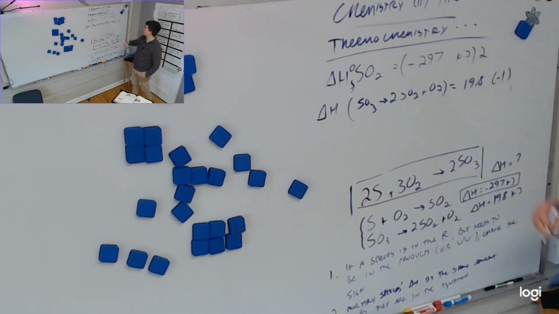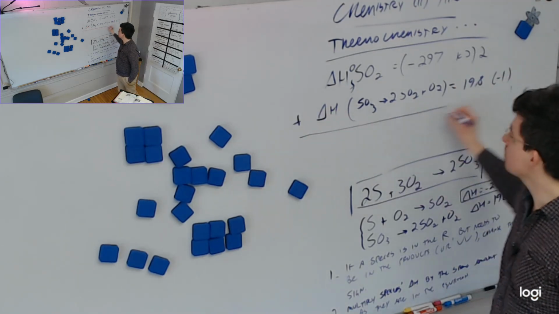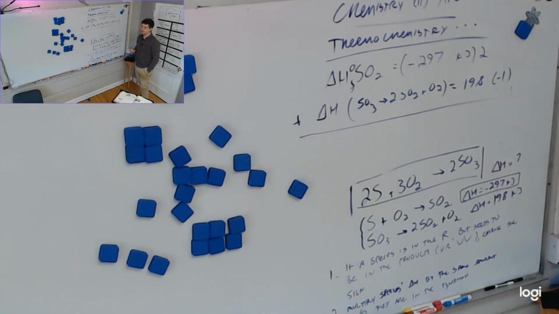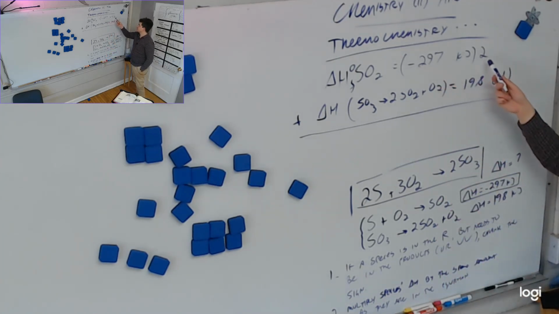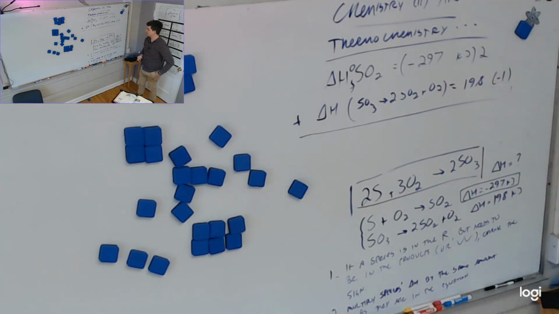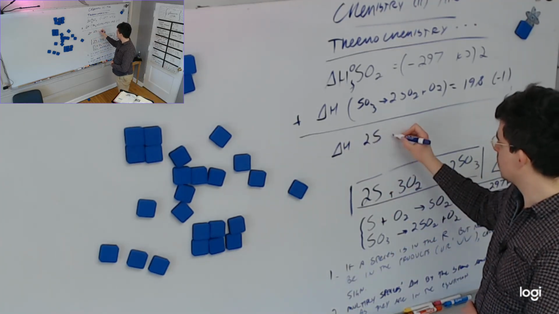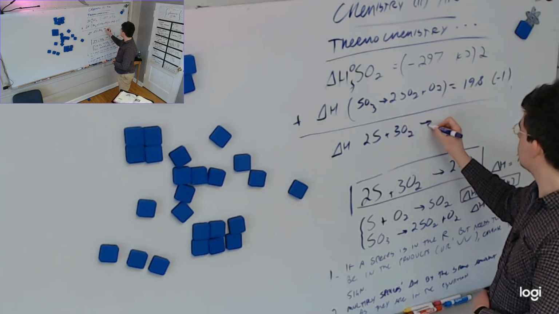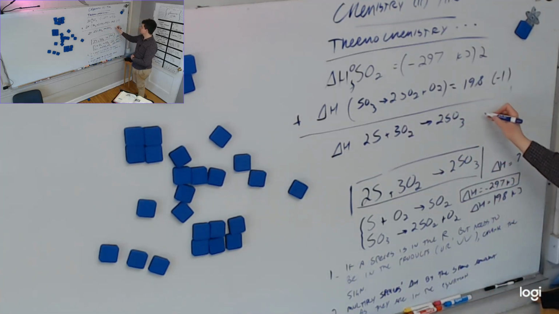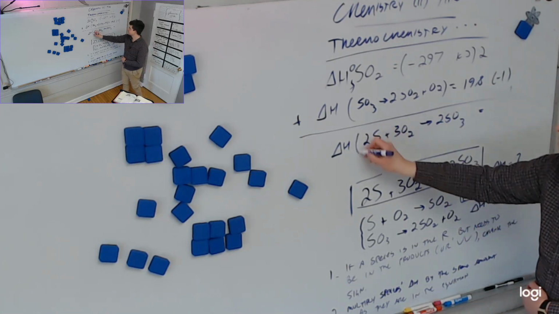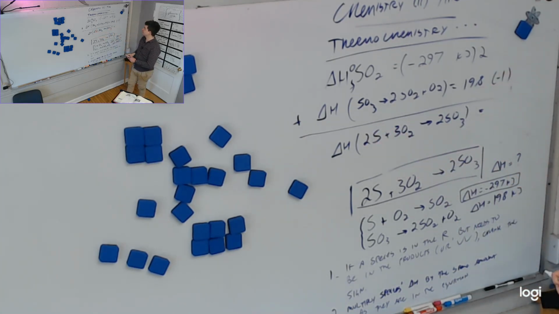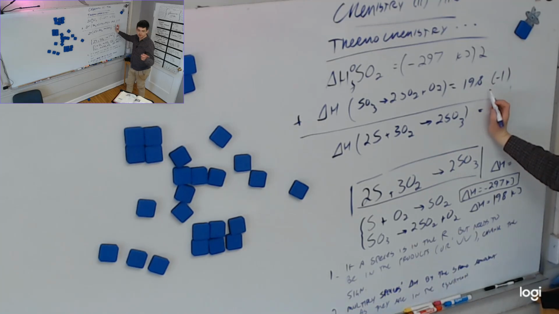So negative 297 times 2. Negative 297 times 2, calculator girl, or boy, non-gender specific. Negative 297 times 2 plus negative 198. We'll do more practice with these. So negative 297 times 2, enter, and then plus negative 198. Do you see why the 198 is now negative? What did you get?